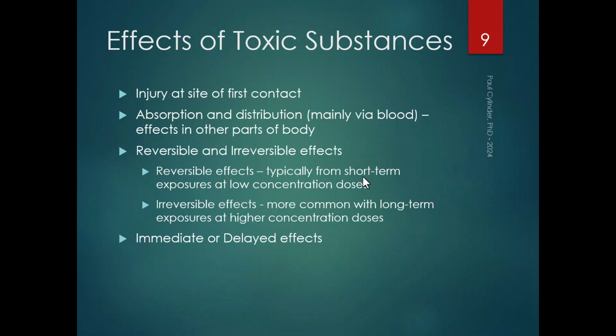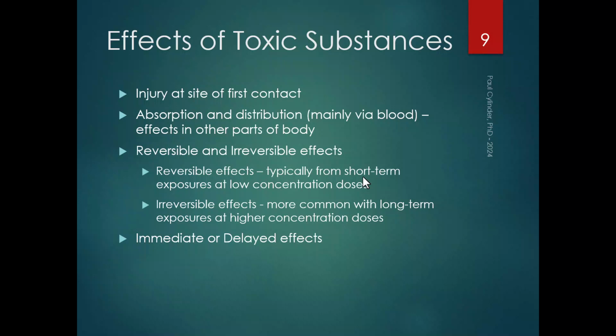What does a toxic chemical do? Well, it may cause injury at the site of first contact, irritating the throat, irritating the eyes. Upon absorption and distribution by the blood, it may affect other parts of the body. Some effects may be reversible and some may be irreversible. A reversible effect is typically from a short-term exposure at low concentration doses. Your body can repair itself. It can flush the toxin.